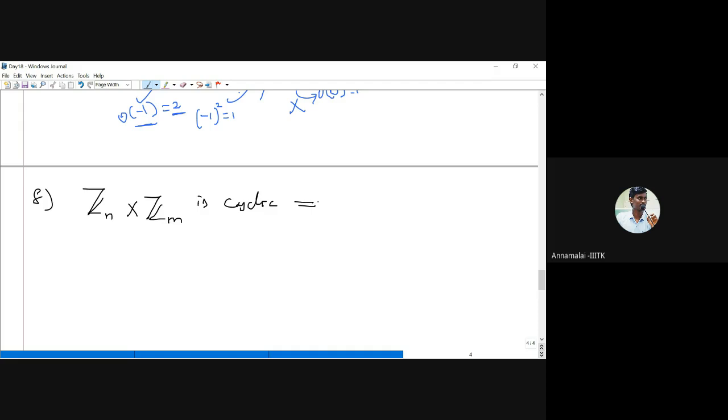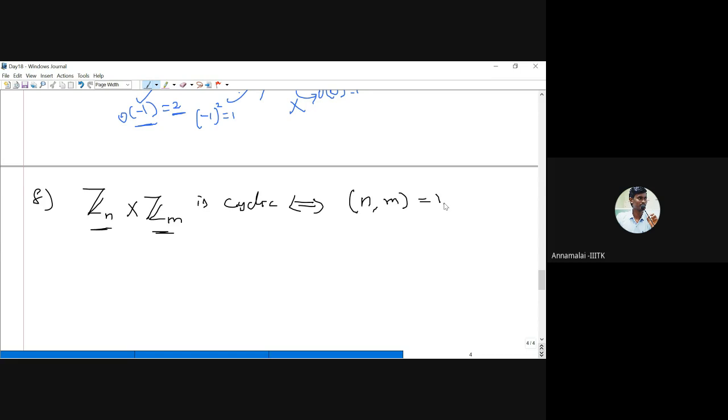If and only if. So when the Cartesian product of two cyclic groups is cyclic, the GCD of the orders of the groups should be 1. The order of the first group is n. The order of the second group is m. So therefore the GCD should be 1. So therefore the Cartesian product Zn cross Zm is cyclic if and only if the GCD of n comma m is 1.